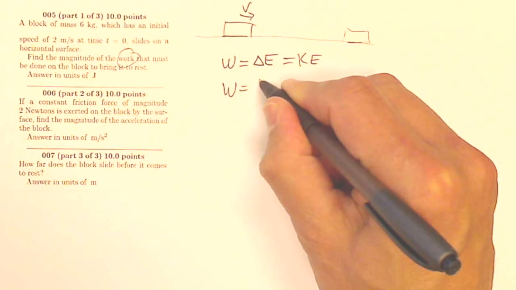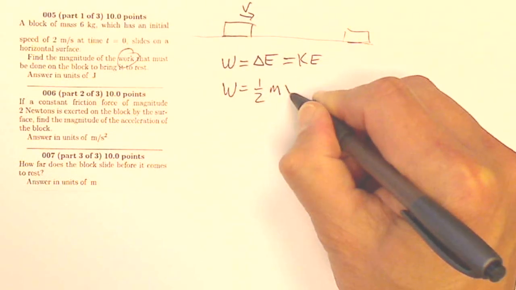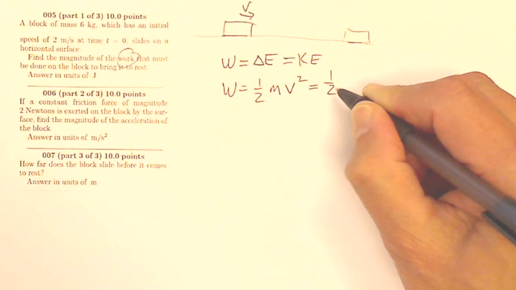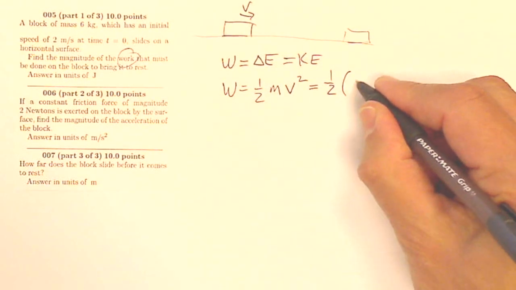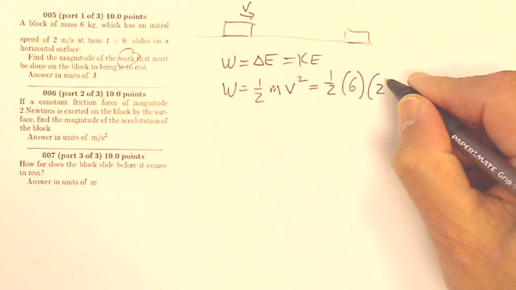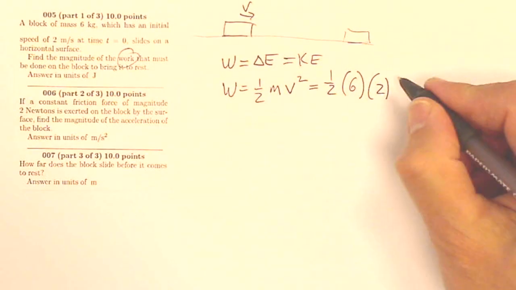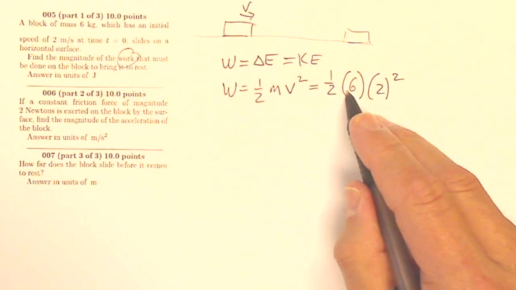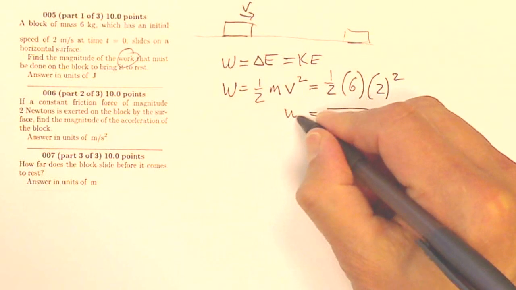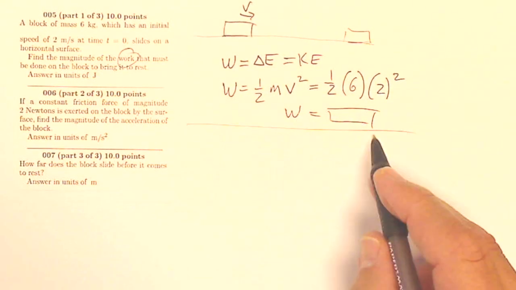So that work is going to be 1/2 the mass times the initial velocity squared. So it's going to be 1/2 the mass of 6 kilograms times the initial velocity of 2 meters per second, squared. So 1/2 of 6 times 2 squared. That'll give me the amount of work I need to do to bring this thing to rest.